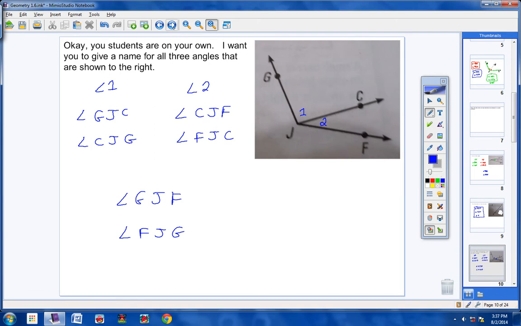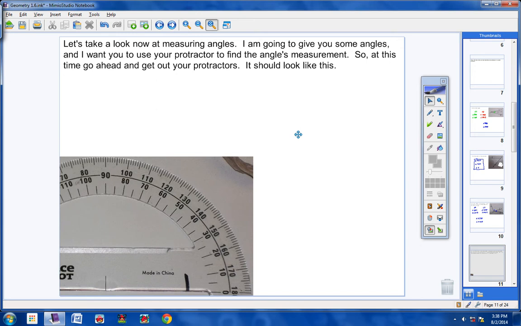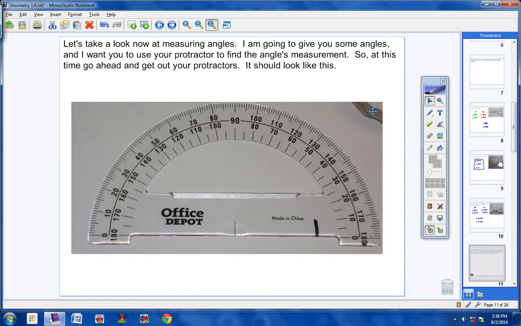Okay, let's continue on. Now let's take a look at measuring angles. I'm going to give you a couple of angles and I want you to use your protractor to find the angle's measure. So at this time, I want you to go ahead and get out your protractors. Okay, now they should look like this. If you're not sure what a protractor looks like, it should look like this.